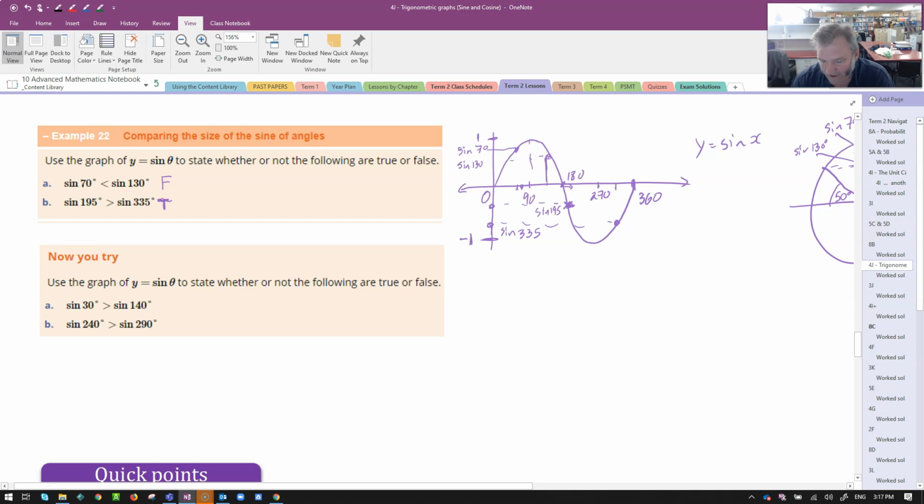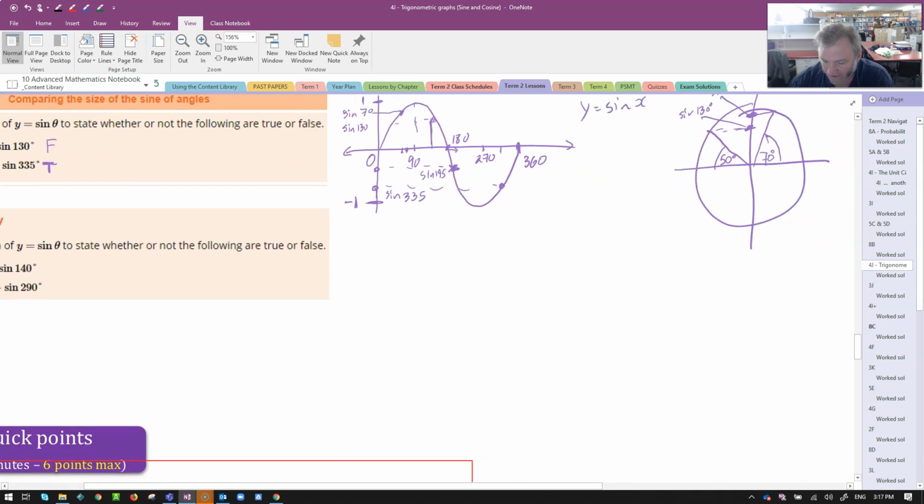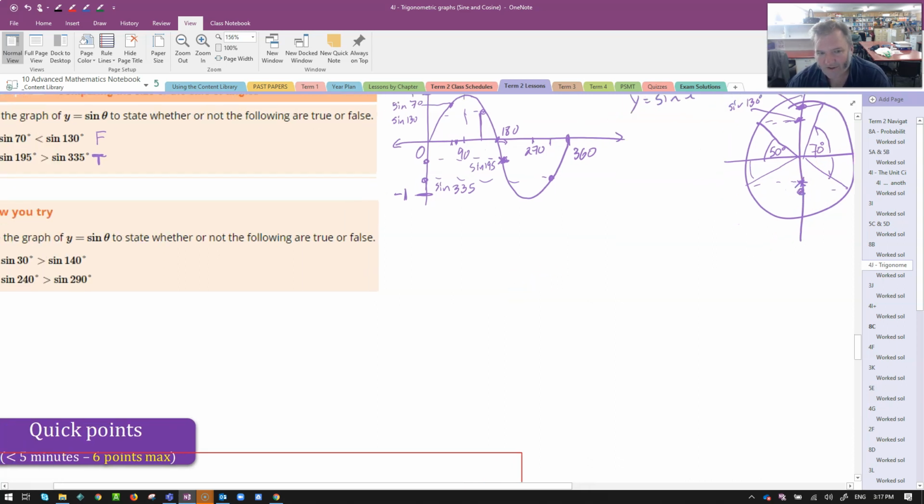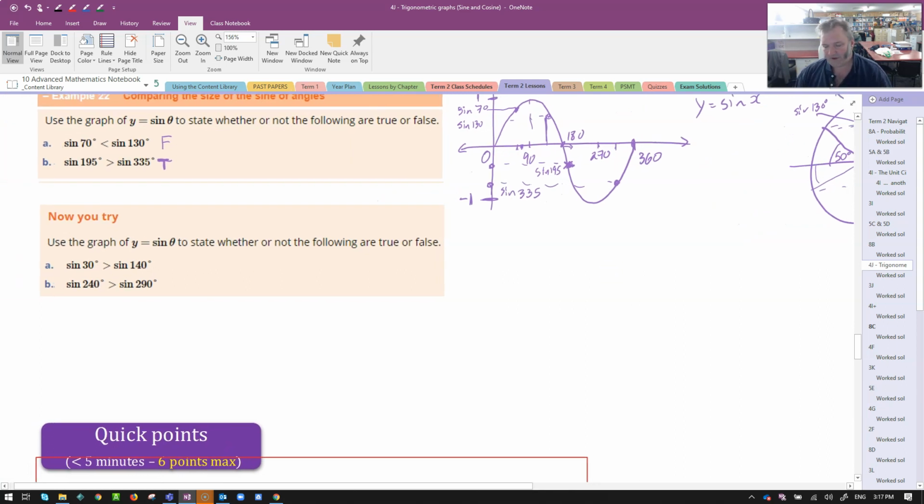There's a couple there for you to try. Oh, I should say, can we do that on our unit circle again? Well, where's 195? I go 15 degrees around. I'm looking at the sine, so it's the y-coordinate there. 335, well, that's 25 degrees around the sine. Yeah, it's going to be a little bit larger in the negative direction, so therefore smaller than sine 195. There's a couple there for you to try. That's just giving you an idea about how to read them off the graph.